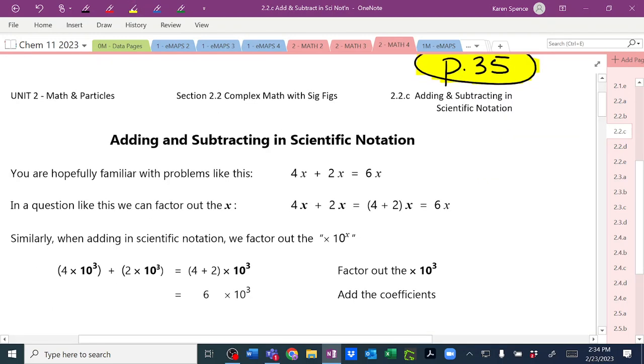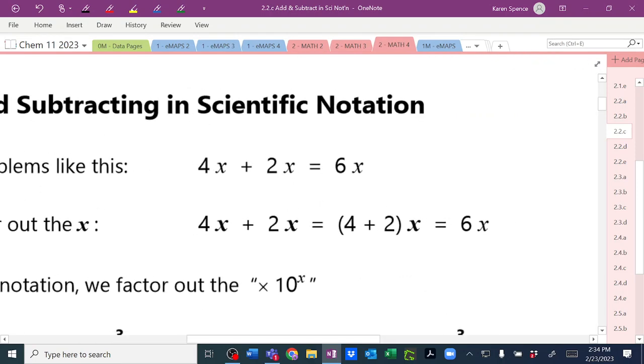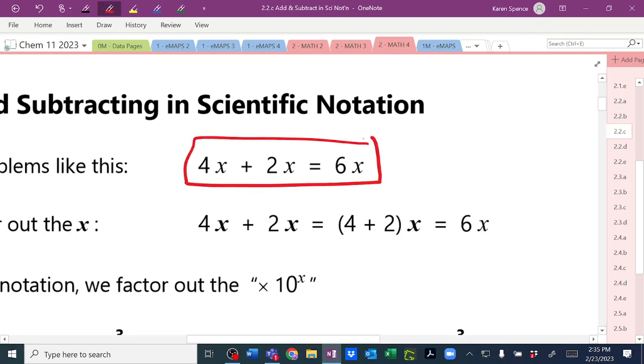So we are going to take advantage of the fact that if you have something like 4x plus 2x equals 6x, you can factor out the x, okay? And then you are left with 4 plus 2, the coefficients, is equal to 6. Okay, but we're not going to be factoring out x, we are going to be factoring out times 10 to the x.